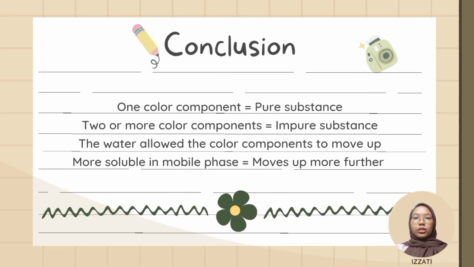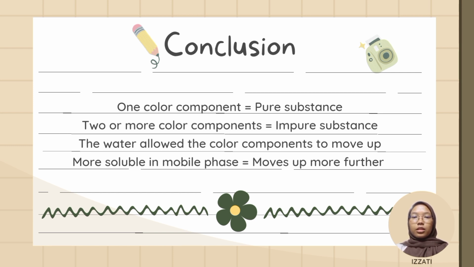In conclusion, a chromatogram shows the soluble components that were present in the mixture. Based on our result, 1 color means that the substance is pure, while 2 color components or more is an impure substance. The obtained result displays that the yellow food dye on the right is a pure substance. This can be seen when separation occurred because the water allowed the color components to move up.